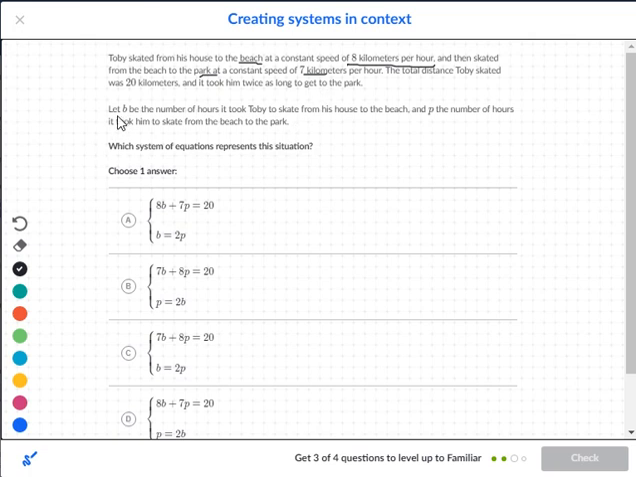So we're going to say let B be the hours it took him to go to the beach, and let P be the hours it took him to get to the park. So again, we'd have 8 for the beach, so we'd have 8B plus the park, which is 7P, and the total distance was 20. So we're looking at 8B plus 7P is equal to 20. So that could be A.